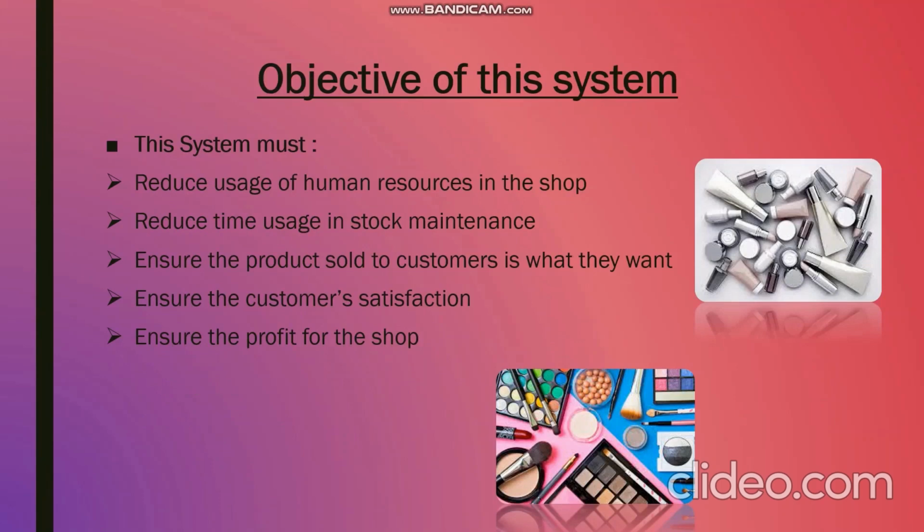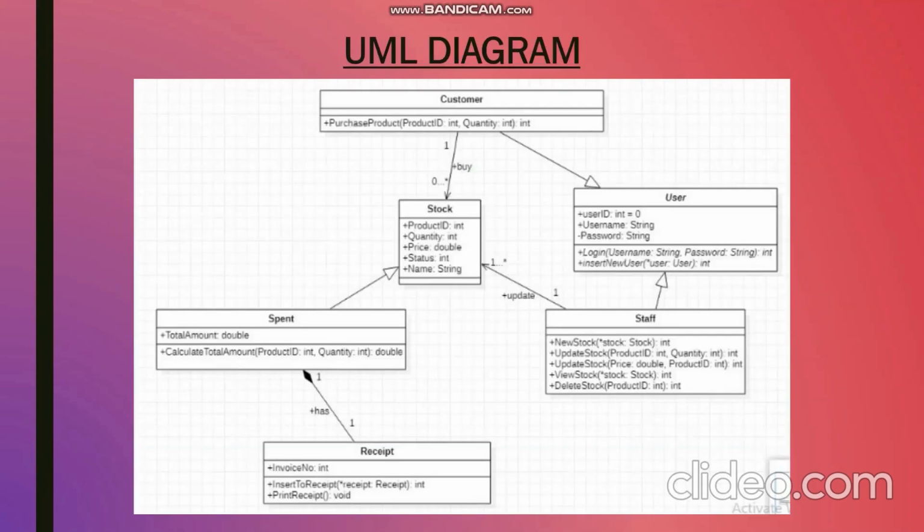Objective of this system. This system must reduce the usage of human resources in the shop, reduce the time used in stock maintenance, ensure the product sold to customers is what they want, ensure customer satisfaction, and also ensure the profit of the shop. Now let's take a look at the UML diagram.